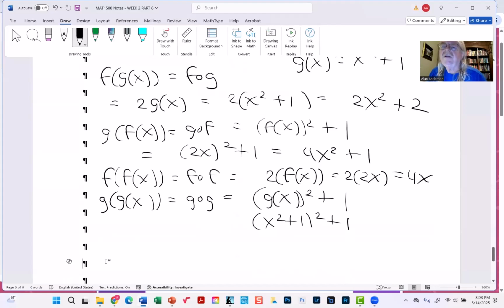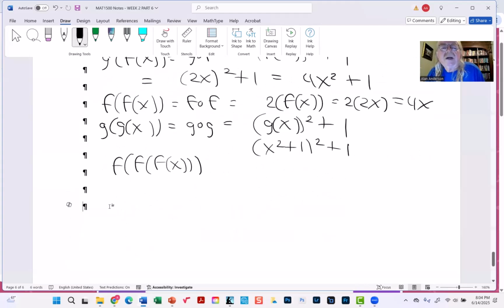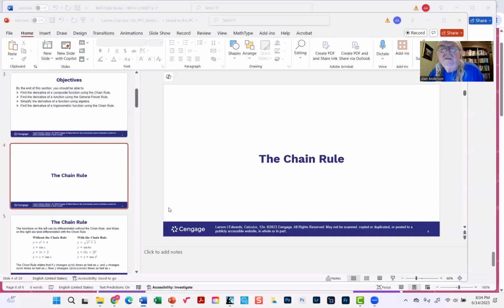Another interesting thing is that you can have as many composites as you want. In other words, you can actually define f of g of f of x. There's all kinds of things you can do. In other words, there's no limit to how many composite functions you can have. So the chain rule is based on a composite function.